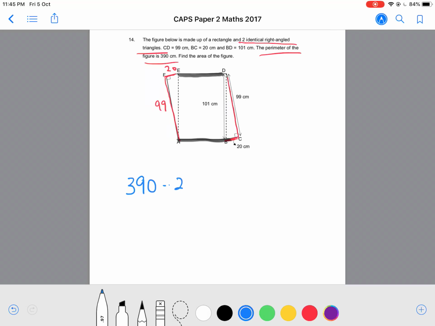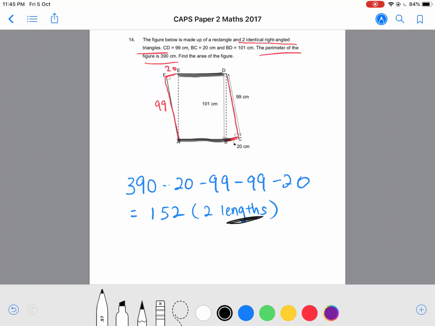390 is the total perimeter. Let's take off all the sides that we already know. That's going to be equal to 152. Now this 152 refers to the two black lengths that you have here and here. So why don't we just divide it by 2, then we can find out the sides here already.